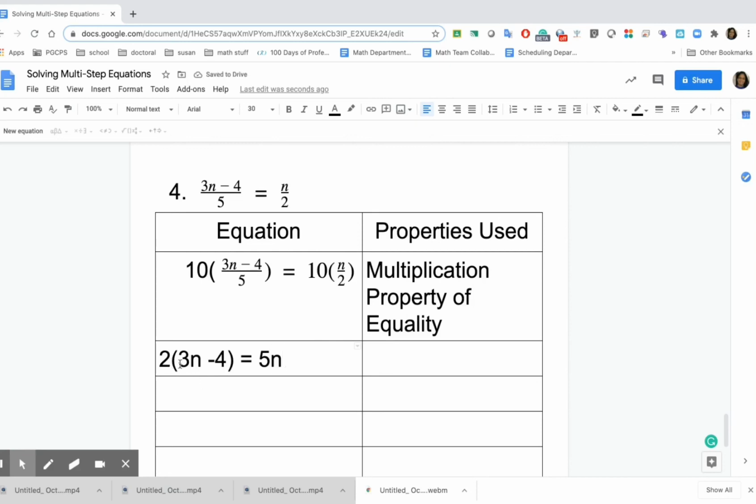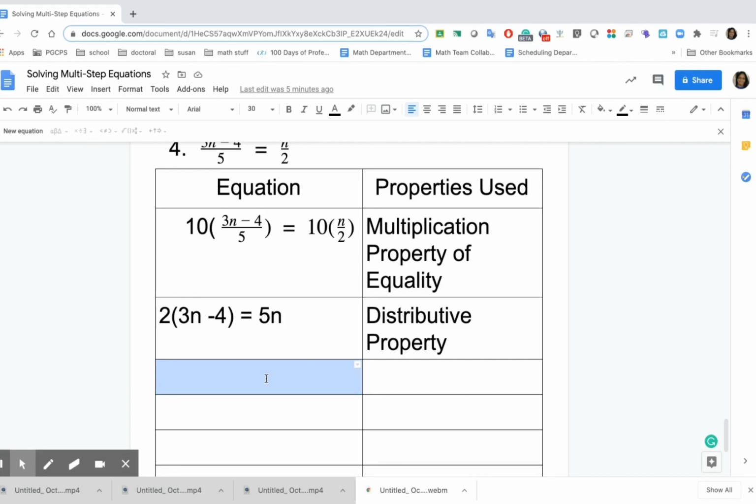Then we still have a 2 outside the parentheses, so let's apply the distributive property. The left side now will become 6n minus 8 equals 5n. Now we put all the variables on one side. Let's use the subtraction property of equality.